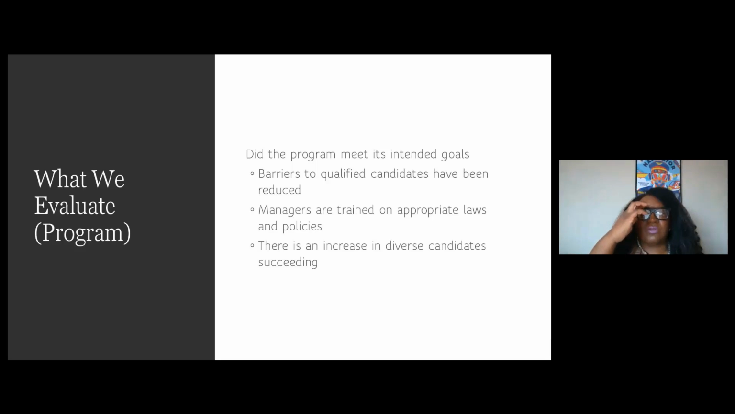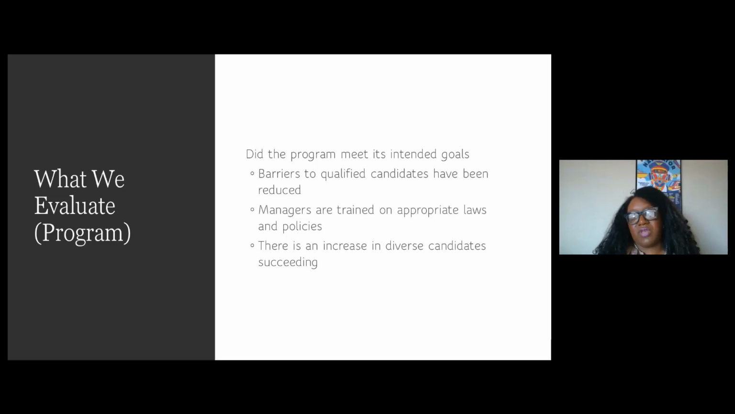So did the program you're looking at meet its goals? Barriers to qualified candidates have been reduced. Managers are trained in appropriate laws. There's an increase in diverse candidates succeeding. These would be some of the things that you might start out with in terms of your goals.